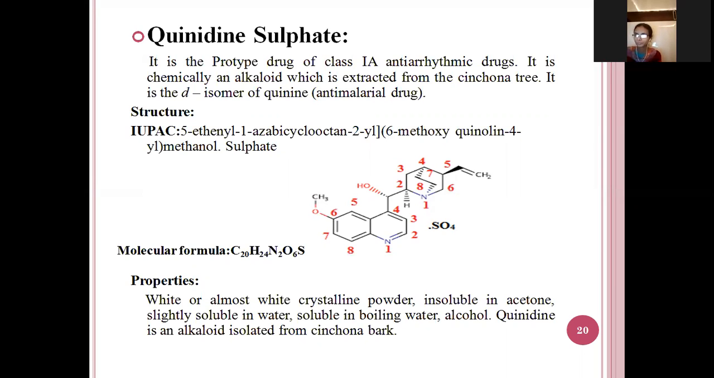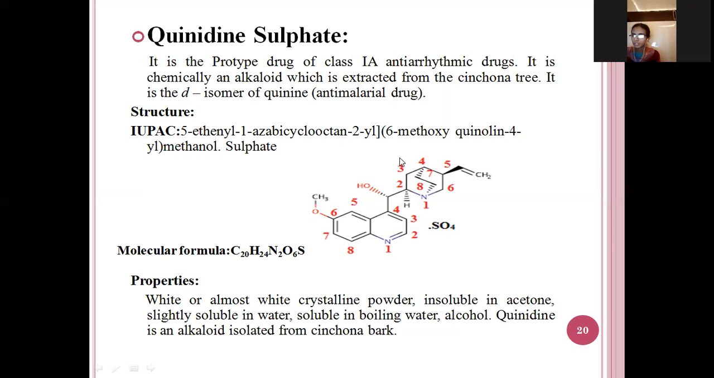So this is the structure, and this is the IUPAC name, that is 5-ethynyl 1-aza bicyclooctane 2-yl 6-methoxy quinoline 4-yl methanol sulfate. I will repeat it again, that is 5-ethynyl 1-aza bicyclooctane 2-yl 6-methoxy quinoline 4-yl methanol sulfate.